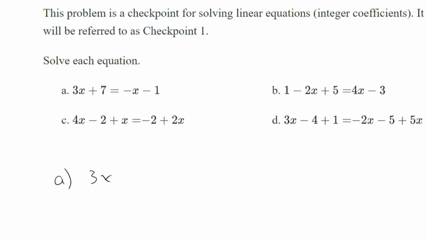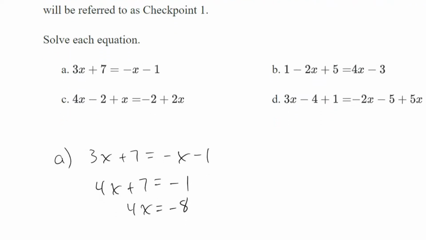So I've got 3x plus 7 equals negative x minus 1. If I add x to both sides, this becomes 4x plus 7 equals negative 1. If I subtract 7 from both sides, I have 4x is negative 8. And if I divide both sides by 4, we get that x is negative 2. So I think I have the correct answers here. For this one, x is negative 2.